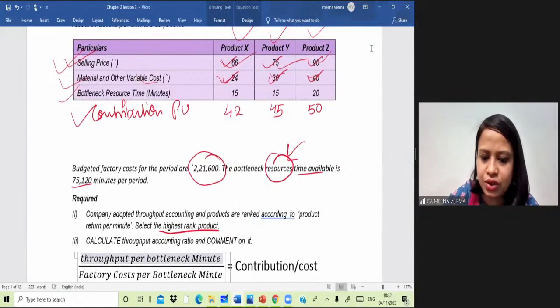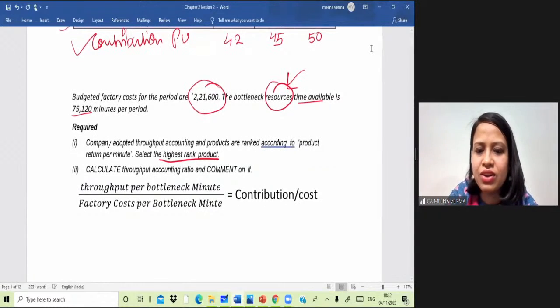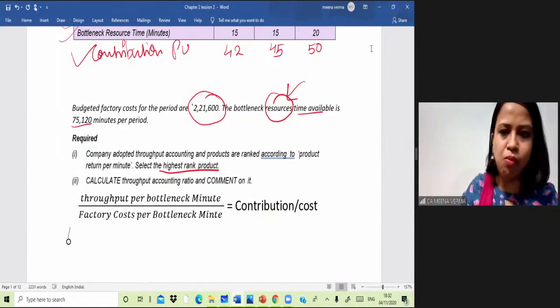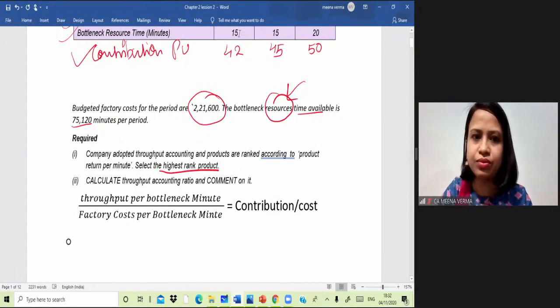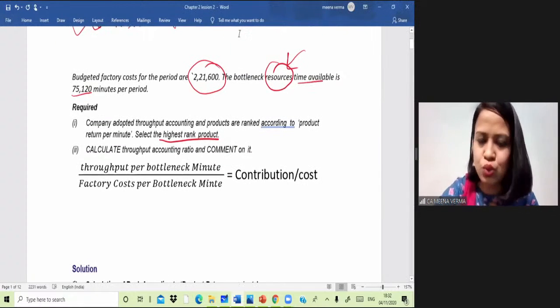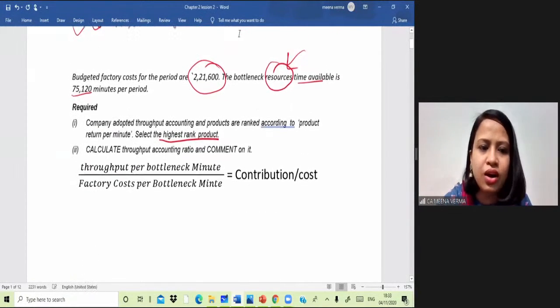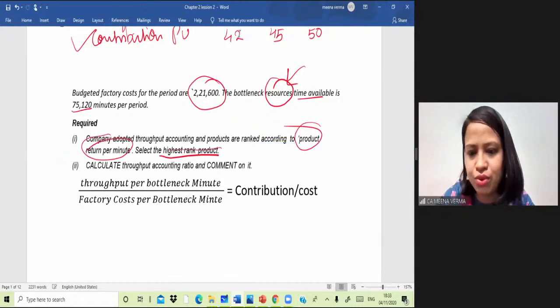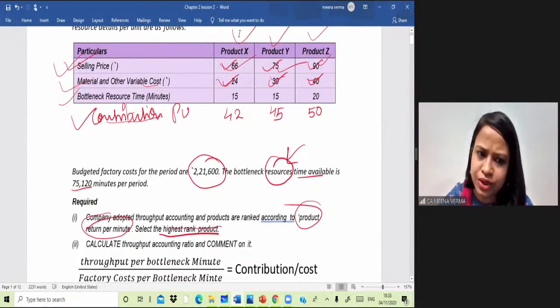So what can you do here? You can easily find the contribution and then rank them. Let me do this question. It's very easy since it is mentioned in the question that we have to calculate the product return per minute under throughput accounting and then rank them. Simply, we calculate the contribution per unit and then rank them. So let us do this.